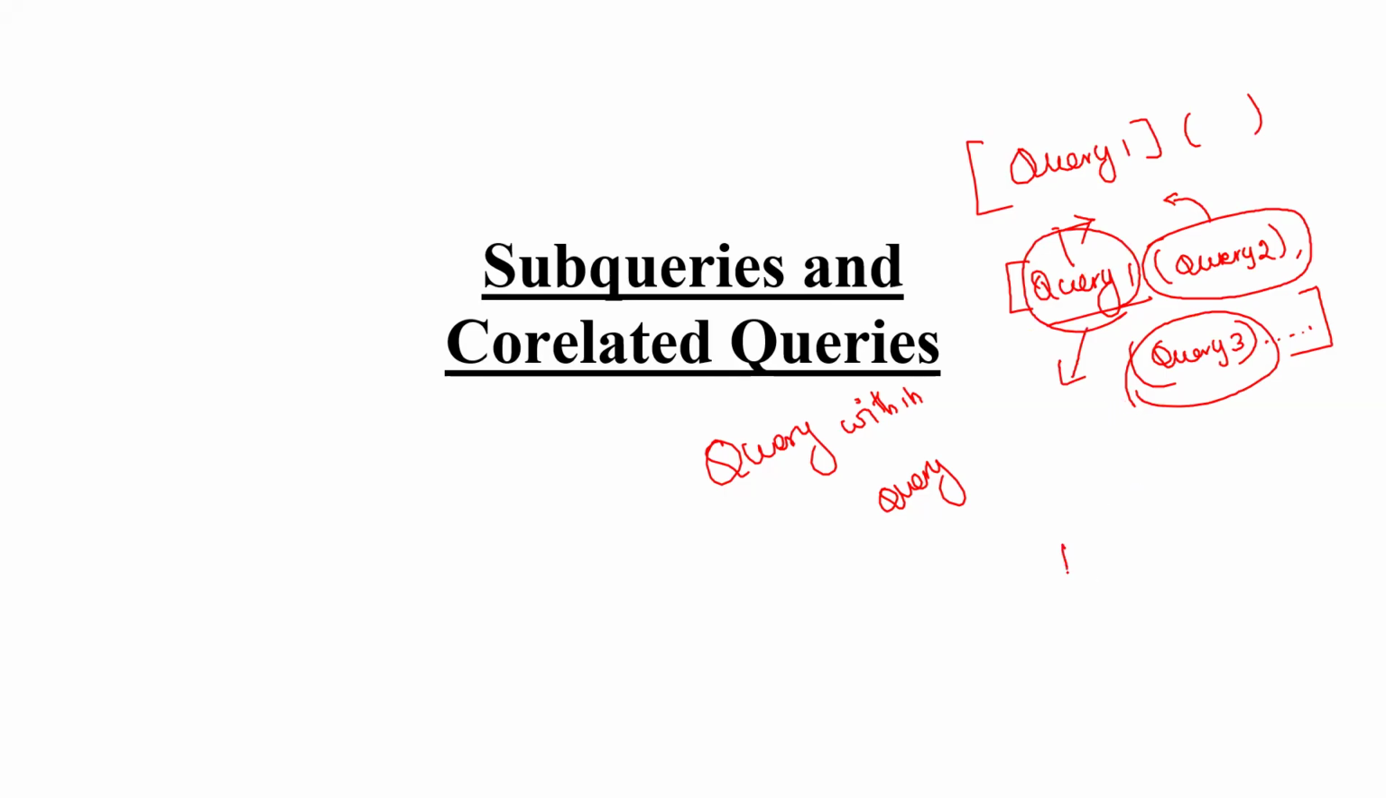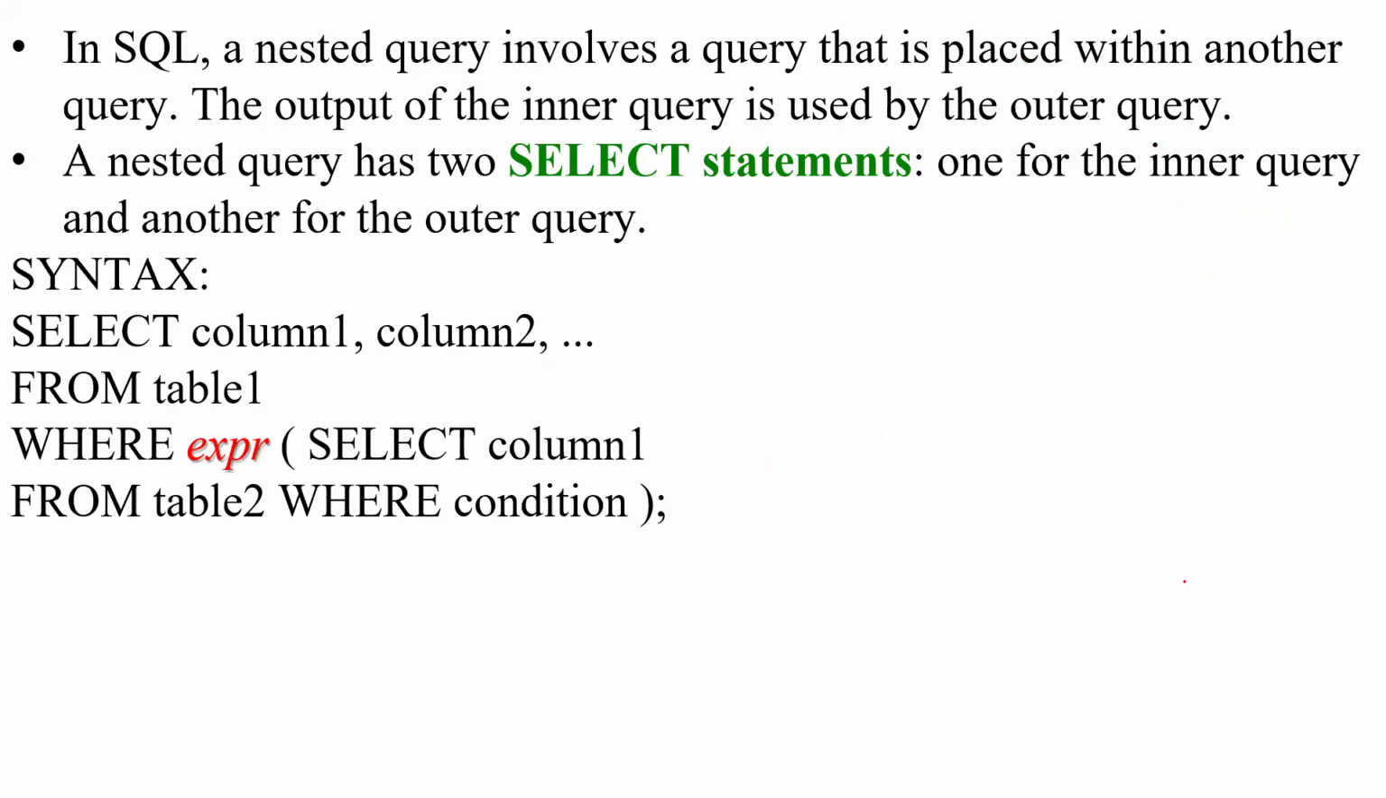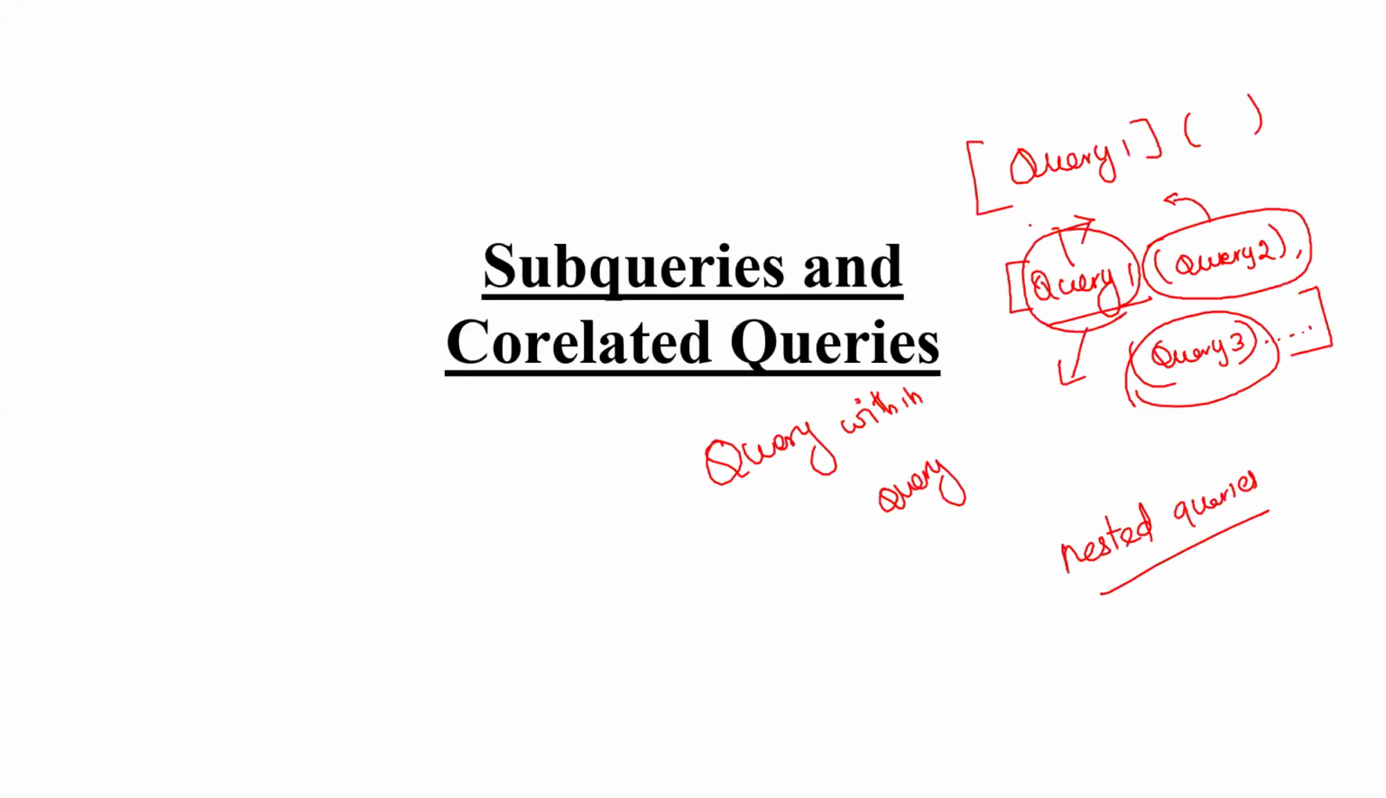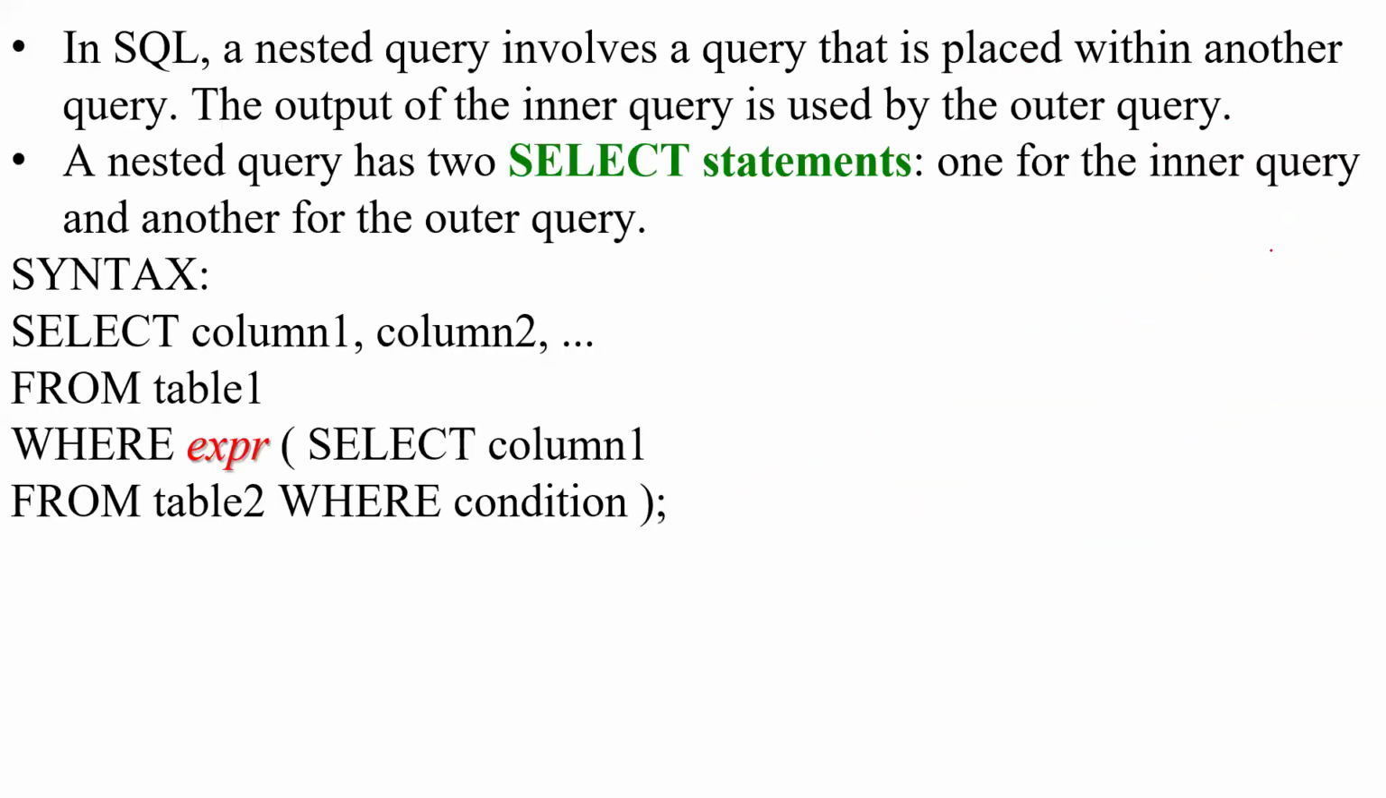It is also called a nested query. So what is a nested query or subquery? In SQL, the nested query involves a query that is placed within another query. The output of the inner query is used by the outer query. So I told you, this is called the outer query, and the small queries inside this outer query are called inner queries. The output of the inner query is used by the outer query.